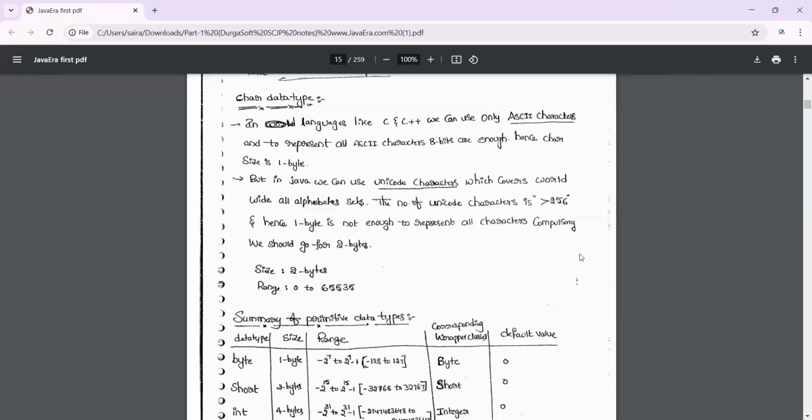Okay, sir. Right. Clearly, but the character data type, observe this clearly. The character data type also takes 2 bytes of memory.